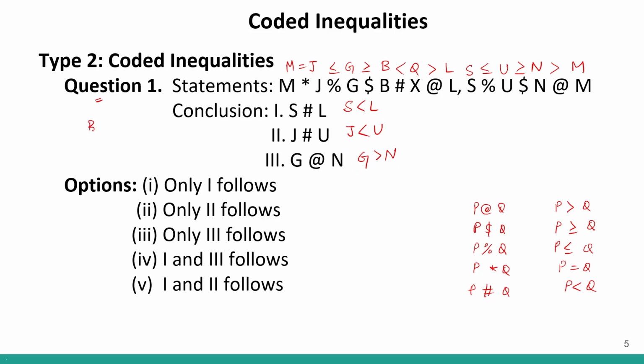So we move from bigger door to smaller door. Correct? This is the approach that we follow. Bigger door to smaller door. Now, looking at option number 1, we will move from L to S. Let me take a different pen. We will move from L to S. Correct?